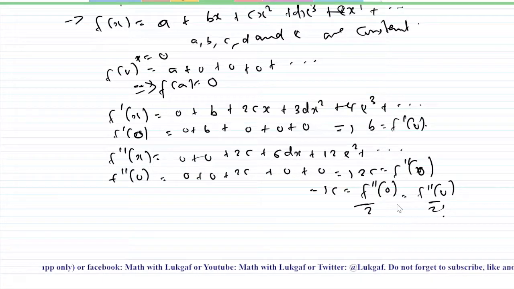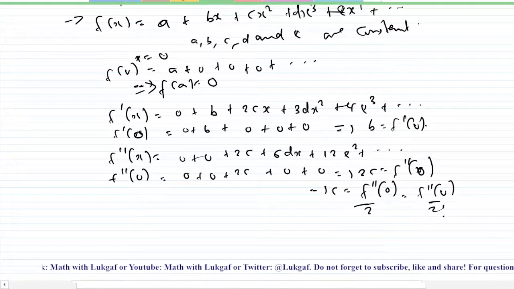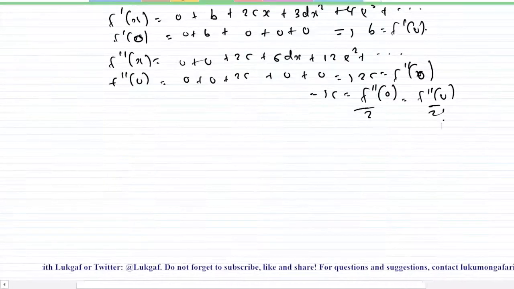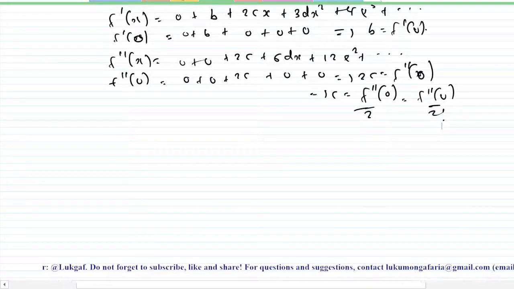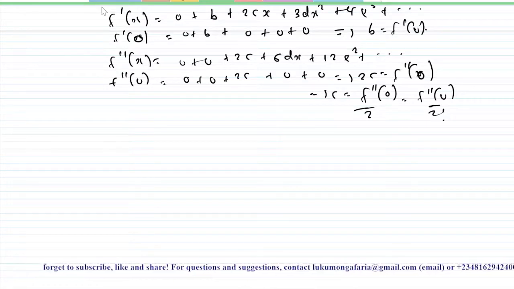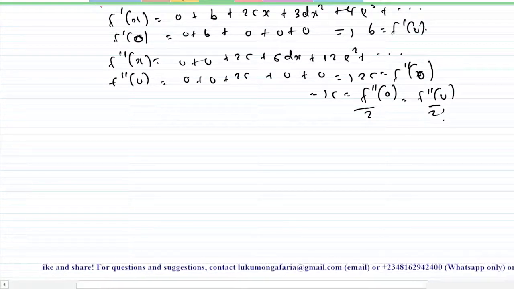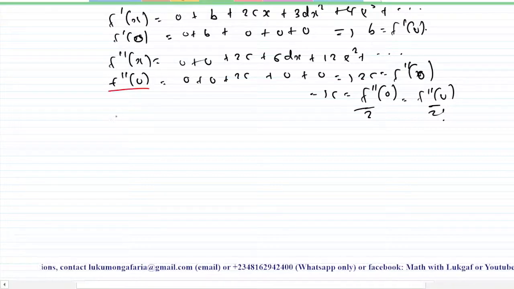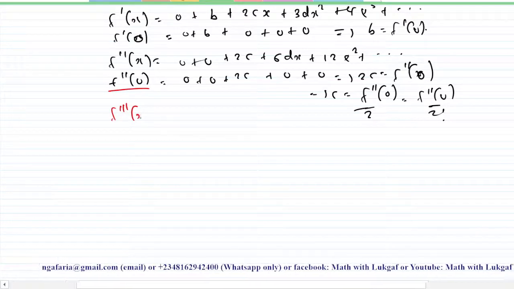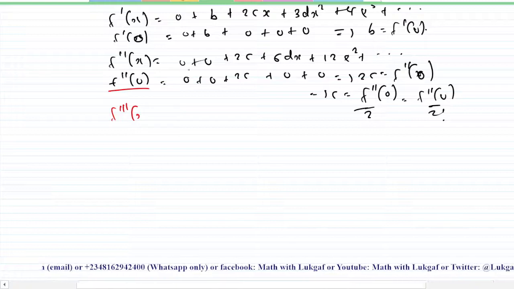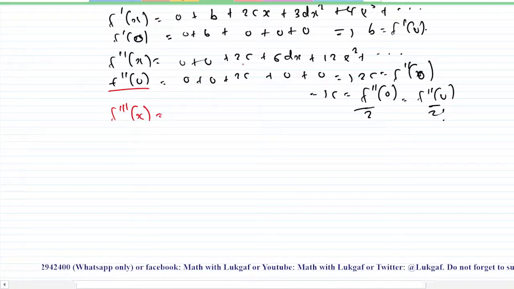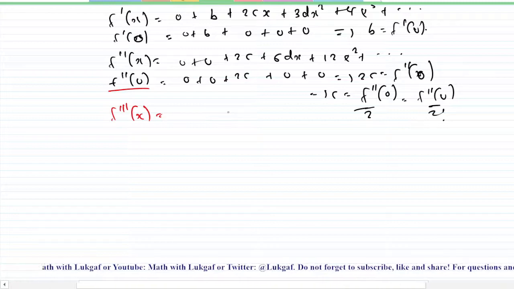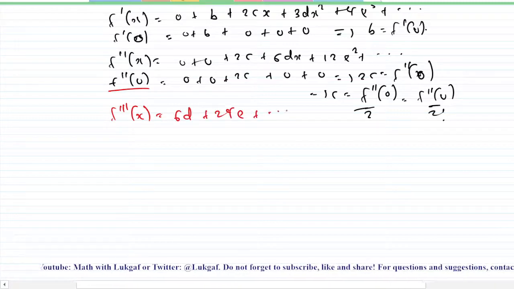Okay, to proceed, now I know the value of a, I know the value of b, I know the value of c. To find the value of d, you follow the same approach. But here, what you are going to do is to differentiate. You find the third order derivative. That is the function you've differentiated here, you differentiate it. That's f prime prime of x. So if you differentiate 2c, that is constant, that will give you 0. This one will give you 6d plus 24ex plus dot dot dot.